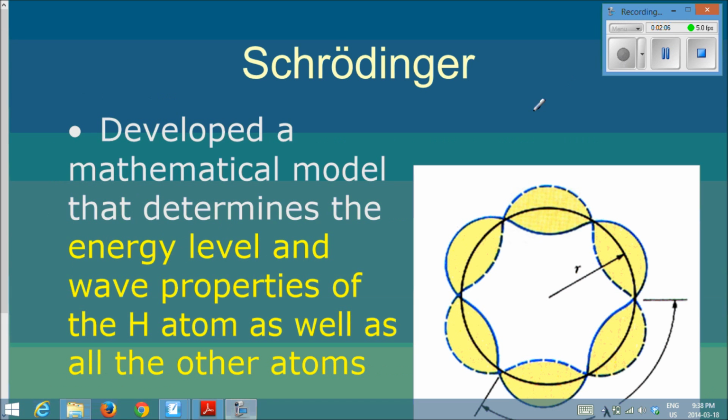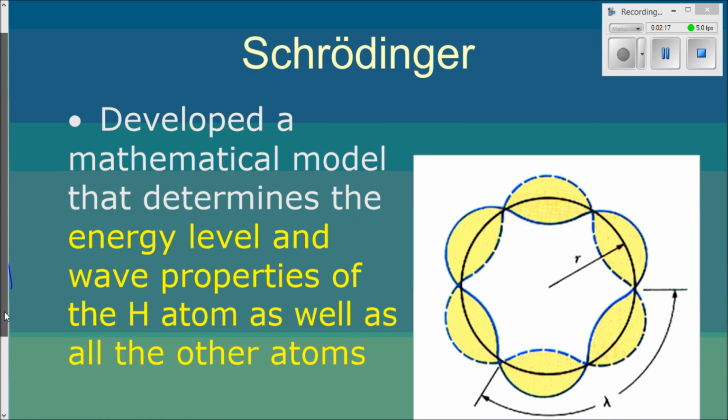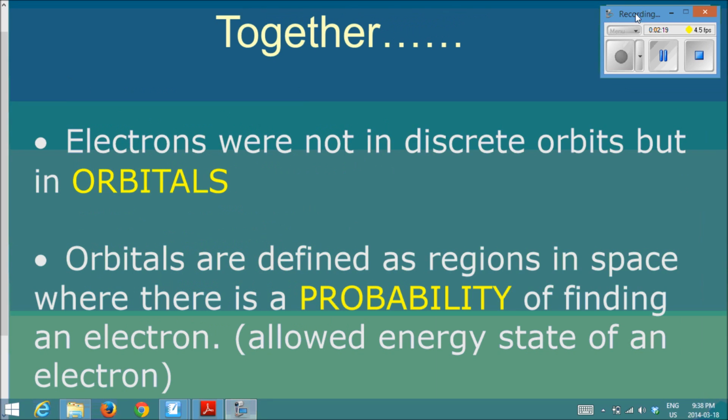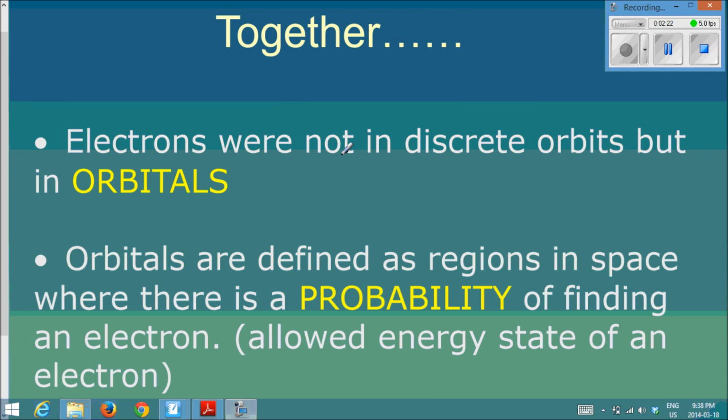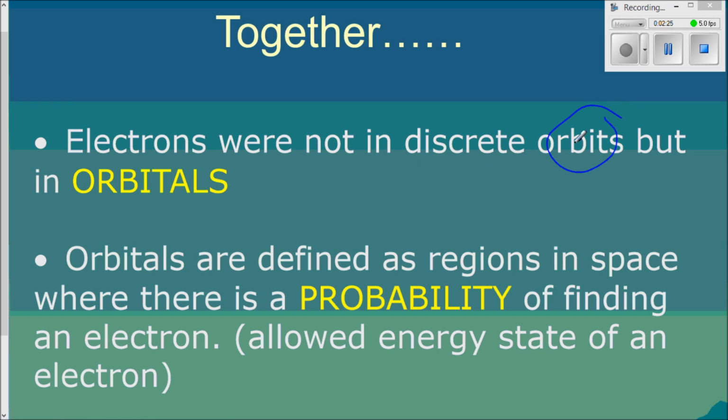Schrodinger, we're going to talk about his equation today, developed a mathematical model that determines the energy level and wave properties of the hydrogen atom as well as other atoms. So he came up with equations that we're going to take a look at. Together, our modern view of atoms is that electrons don't travel in orbits. No, no, no. They travel in what we call orbitals. Orbitals are defined as regions in space where there is a probability of finding an electron. What that means is that we can't tell where the electron is, but we can use mathematical models to predict that it exists within a three-dimensional shape.